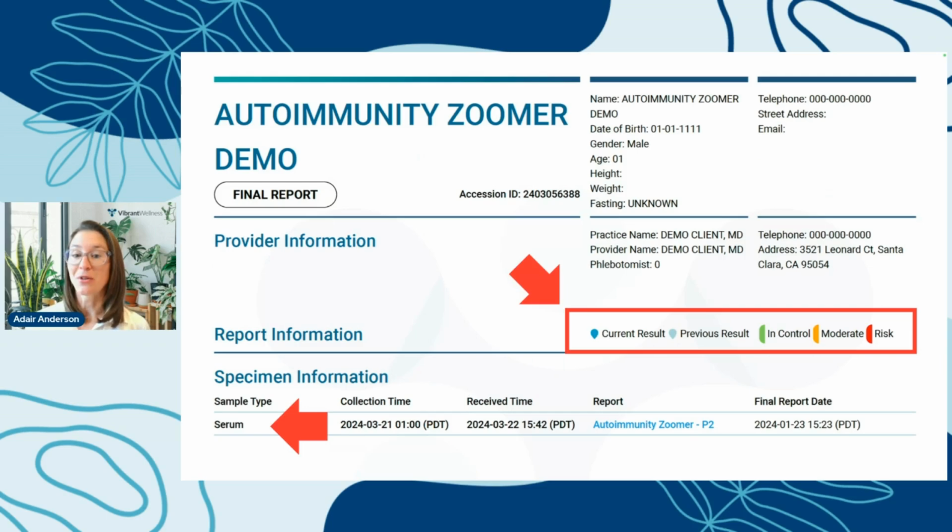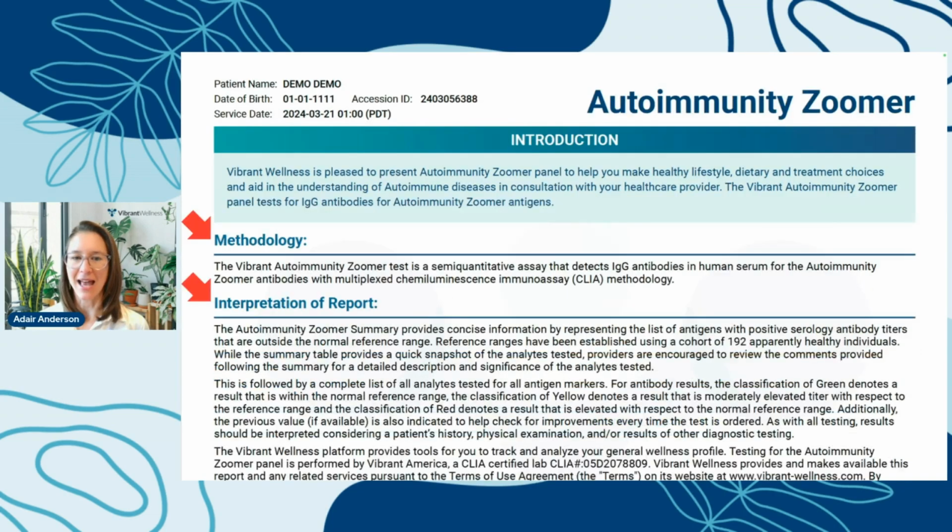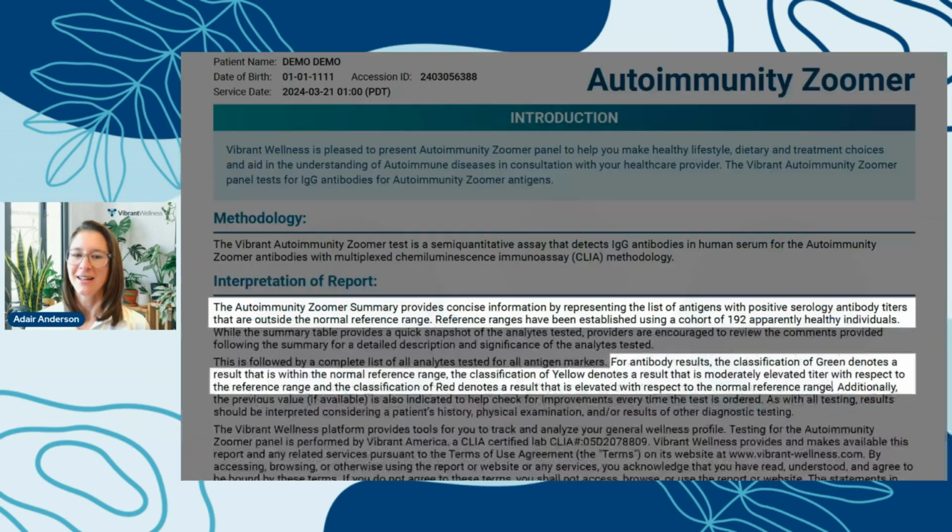The Autoimmunity Zoomer requires the same sample type and has the same results interpretation key as the Lyme Autoimmunity test. Again, I highly recommend reading the methodology and interpretation of report, especially the part where it says, the Autoimmunity Zoomer provides concise information by representing the list of antigens with positive serology antibody titers that are outside the normal reference range. And also the part where it says, reference ranges have been established using a cohort of 192 apparently healthy individuals, as well as the explanation of the color classification.